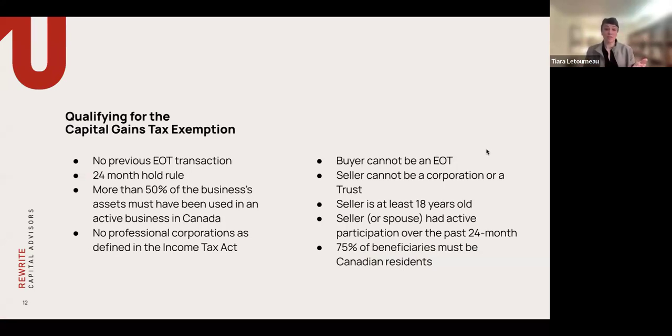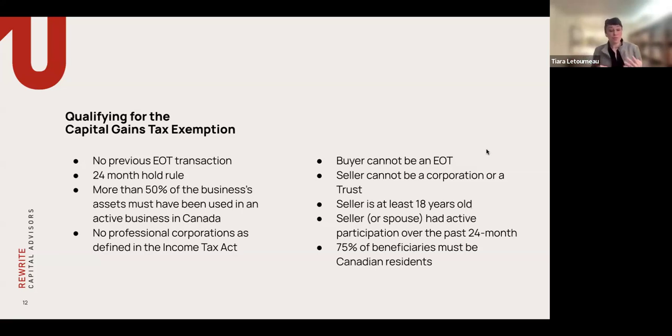The second is that there is a 24-month hold rule. This is very similar to your lifetime capital gains tax exemption. So personally, you have to have held those shares for 24 months before you can sell them. Now that is to prevent flipping, so that somebody comes in, buys a company, and 6 months later flips it to an EOT, and they get the capital gains tax exemption just for flipping. The government's trying to prevent that from happening. So you have to have held those shares for 24 months. We've talked about this one already. You have to meet that active asset test, so that one's still important.